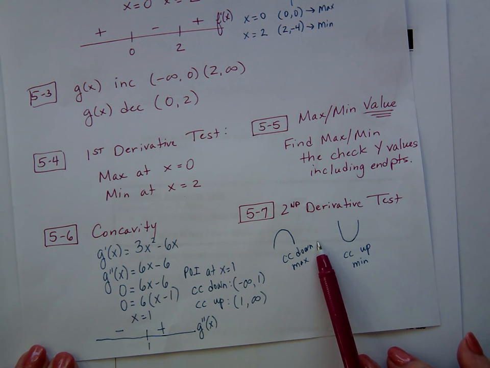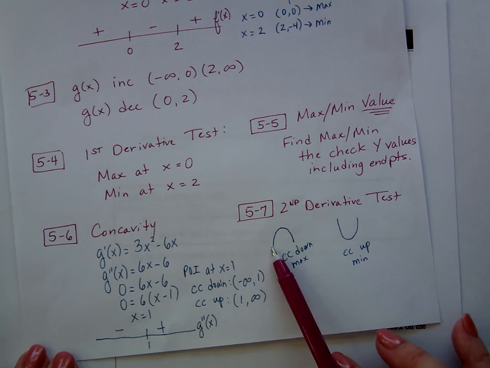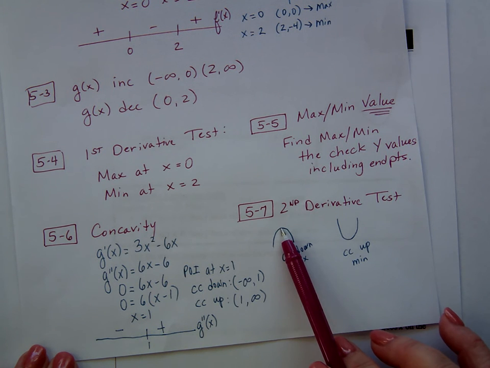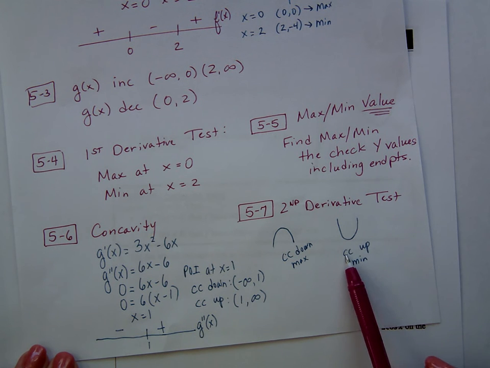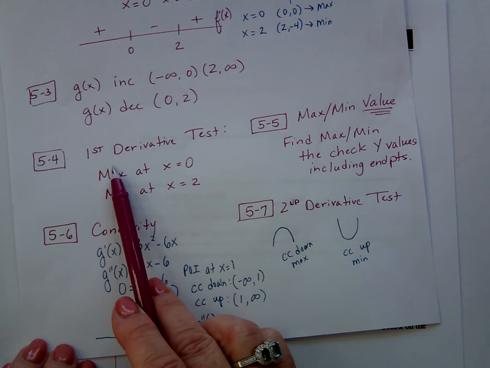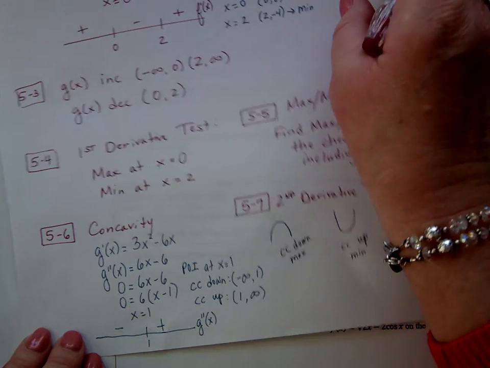5.7 now, we're going to get into what's called the second derivative test, and it has to do with this concavity. If I am concave down, I am a frowny face, but I create a maximum situation. There's a maximum value. I have a hill. Where if I'm concave up, smiley face, I am creating a minimum value at that place. So it's giving you an alternate way to find maximums and minimums. You could use the first derivative test back from 5.4. You could use the second derivative test. It's an alternate way to be able to find a maximum or minimum. And that's what we're going to talk about today.